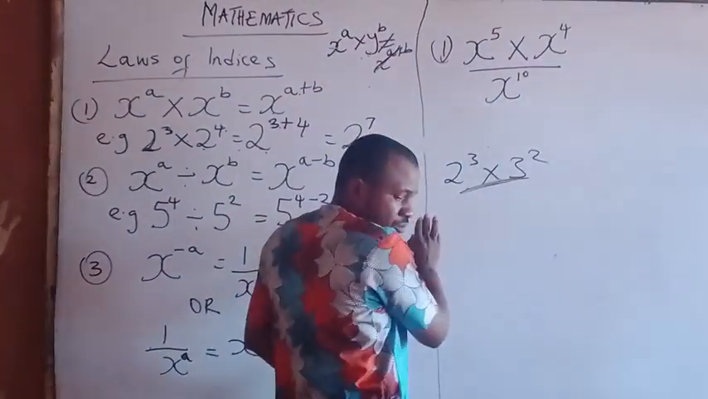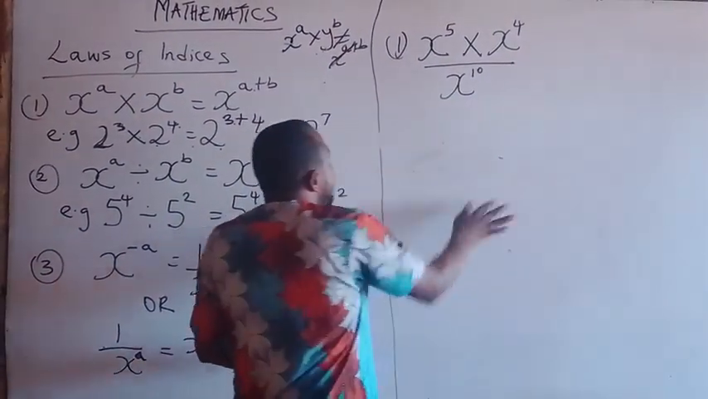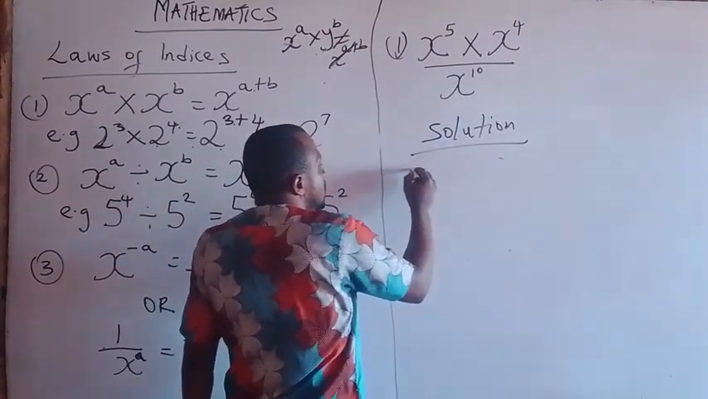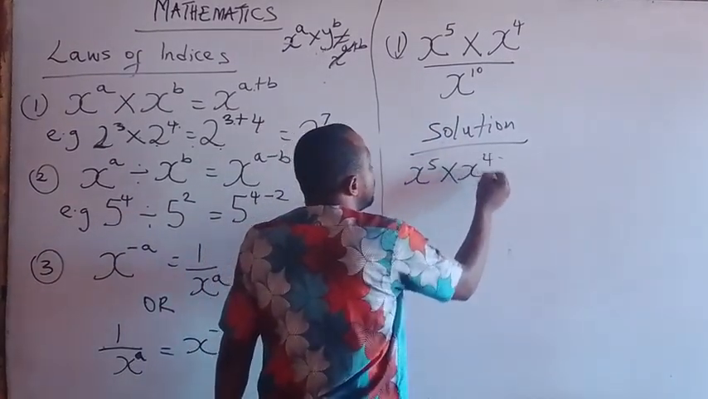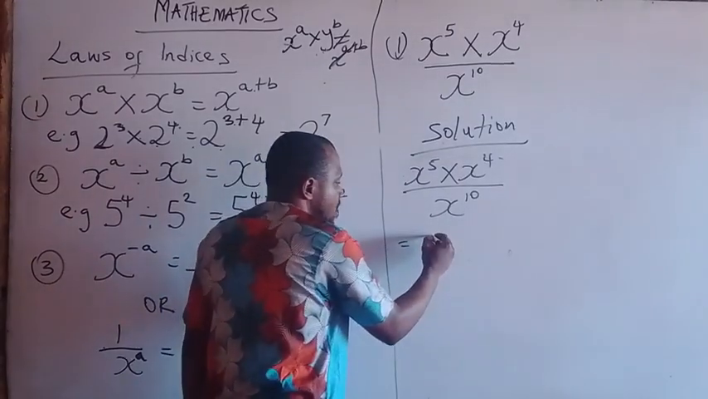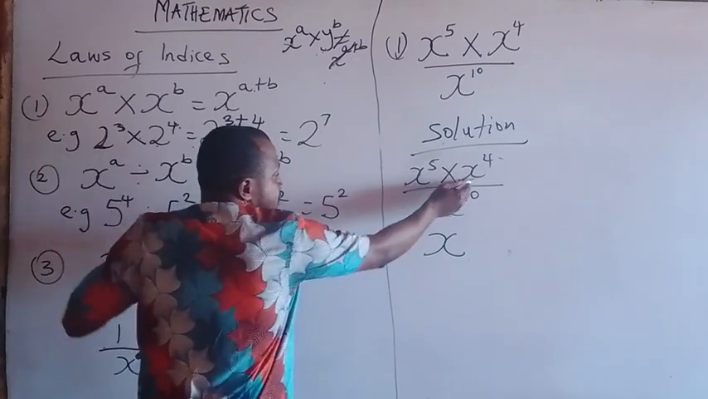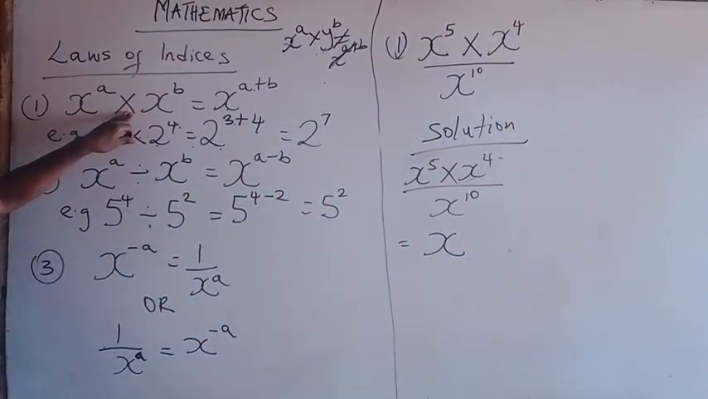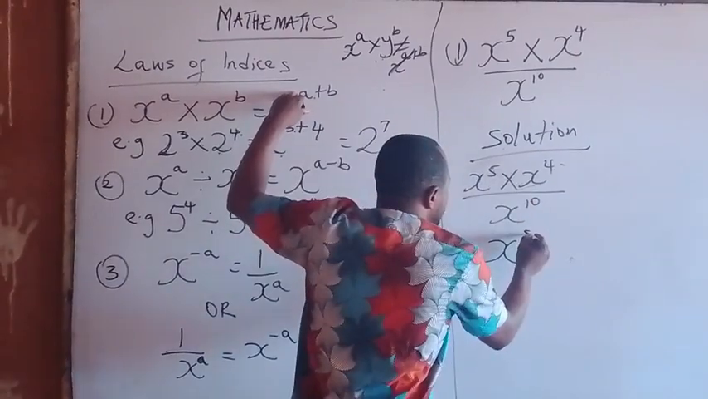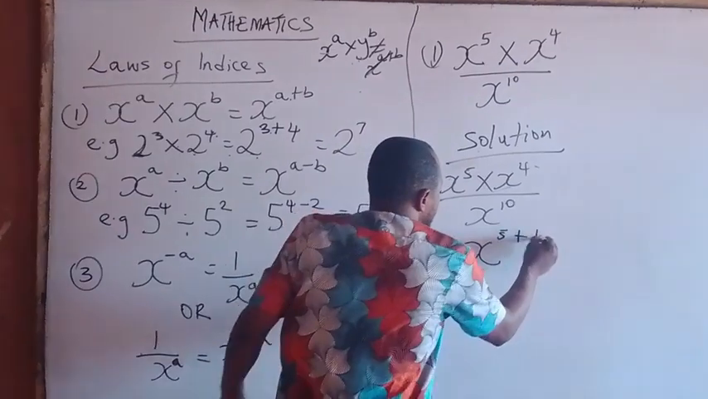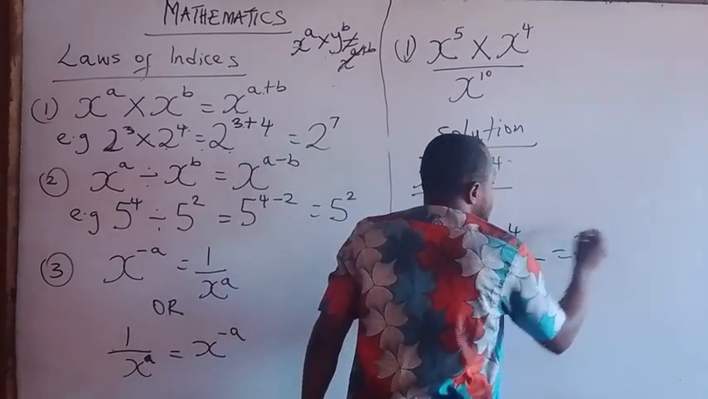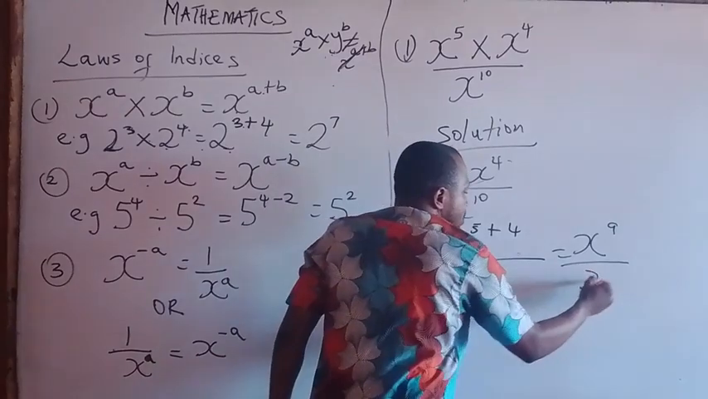Okay, now let's solve. Sorry, my poster is not in. Let's solve this question for today. Solution: x raised to power 5 times x raised to power 4 over x raised to power 10 is equal to, according to the indices law, you see it is times. So which law are we going to follow? We'll follow this law because it is times. Our a is 5, plus our b is 4. So it is x raised to power 5 plus 4, 9, over x raised to power 10.